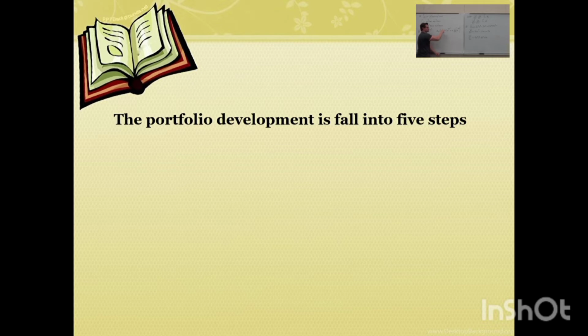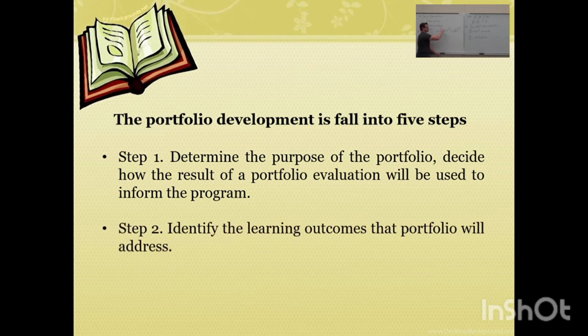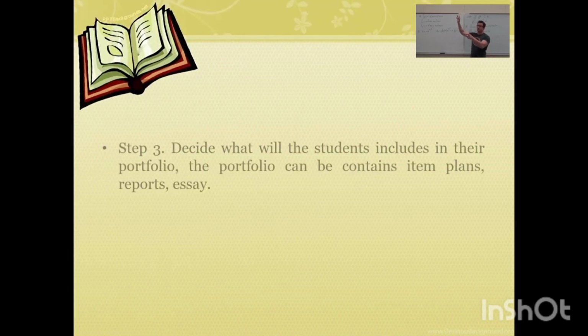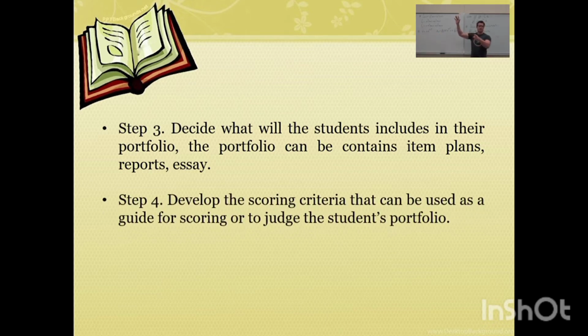Step 1. Determine the purpose of the portfolio. Decide how the result of a portfolio evaluation will be used to inform the program. Step number 2, identify the learning outcomes that the portfolio will address. Step number 3, decide what the students will include in their portfolio. The portfolio can be contents, items, plans, reports, acts, or the other activities that have been studied, collected as evidence of the learning that purposely or intended to quote from the portfolio.